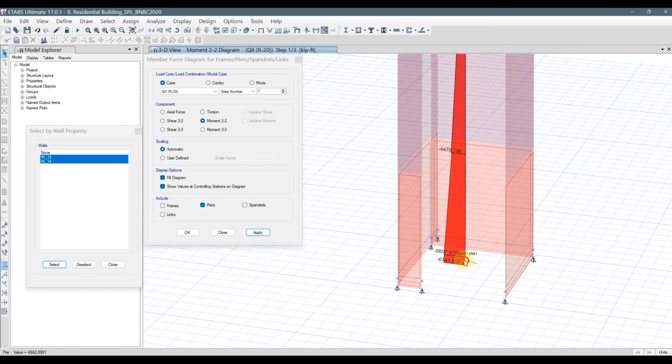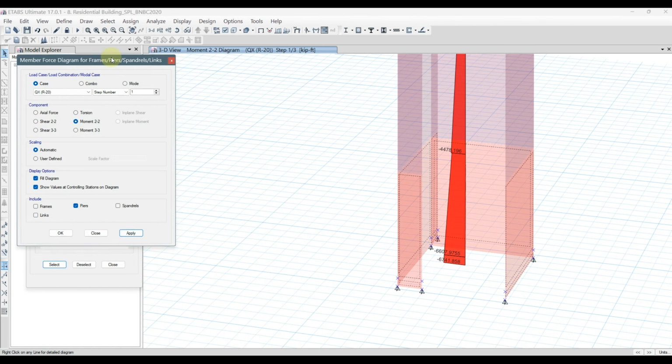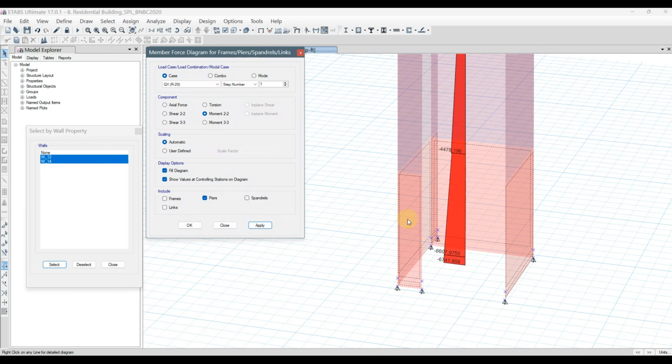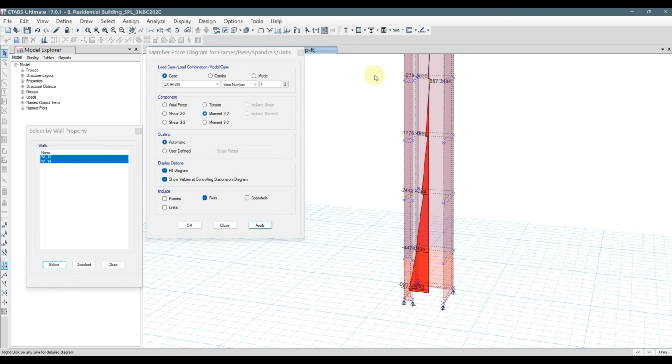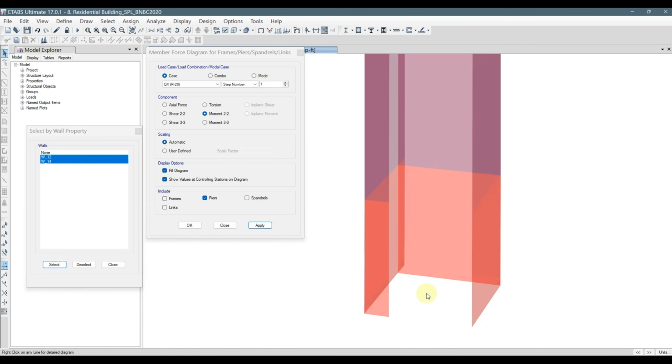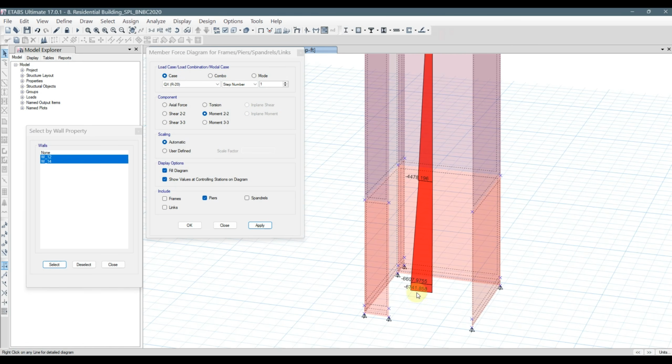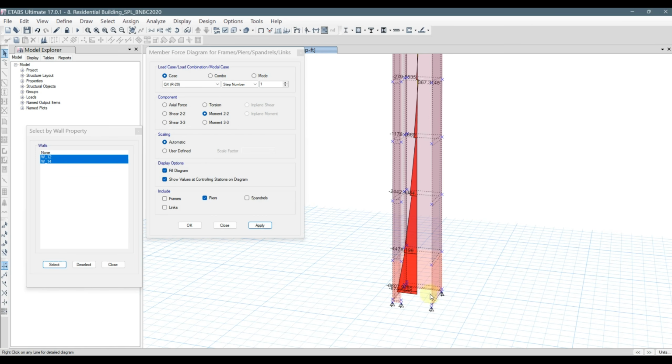This is totally wrong. You have to design your foundation for bending moment. If you do not design your foundation for bending moment, then the use of this shear wall in your building is totally useless, because you are not transferring the force to the foundation. So what is the use of that wall?